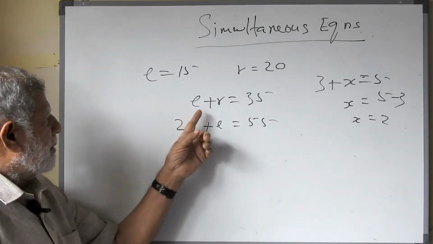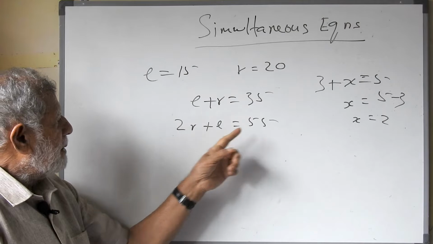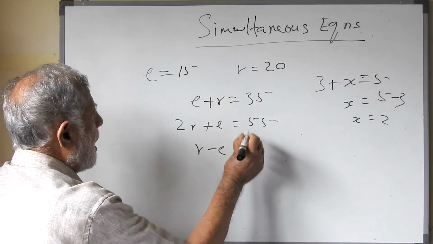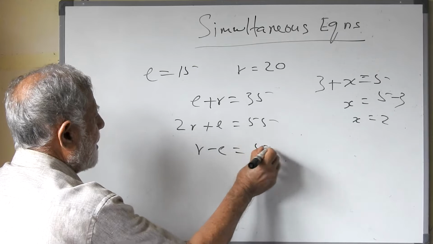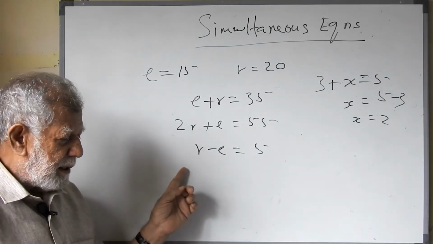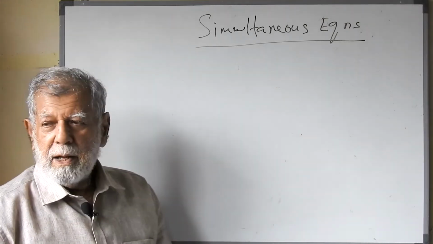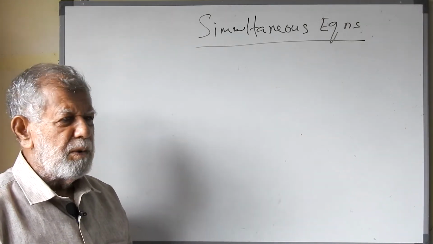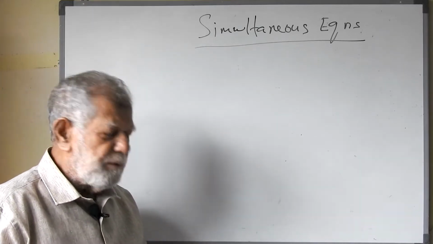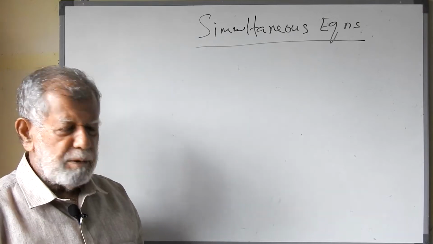So here is a simultaneous equation. E plus R equals 35. 2R plus E equals 55. R minus E is equal to 20 minus 15, 5. So we have two unknowns. When we have two unknowns, we call it a simultaneous equation. Our problem here is to solve simultaneous equations, not to make them, but how to solve them. So we will be finding ways and means how to solve simultaneous equations.